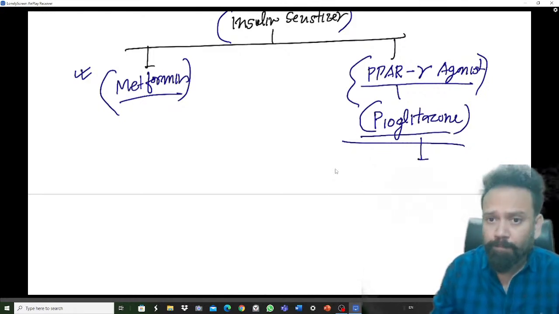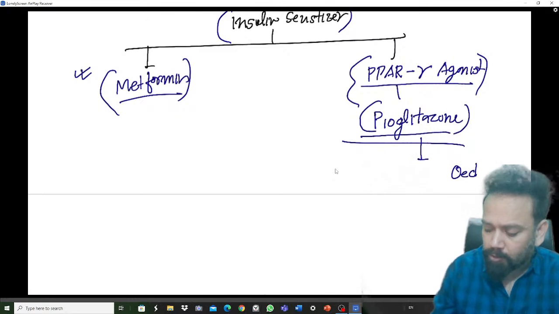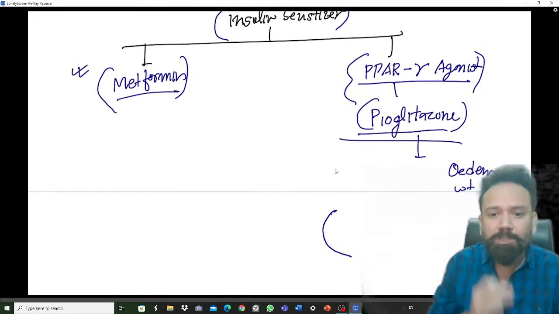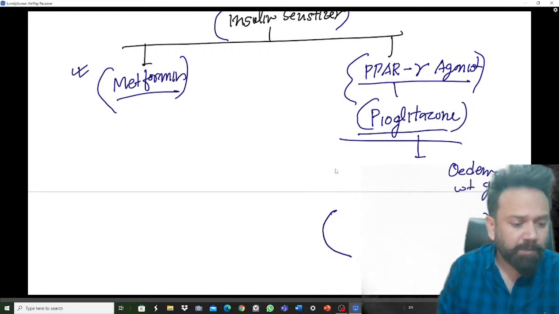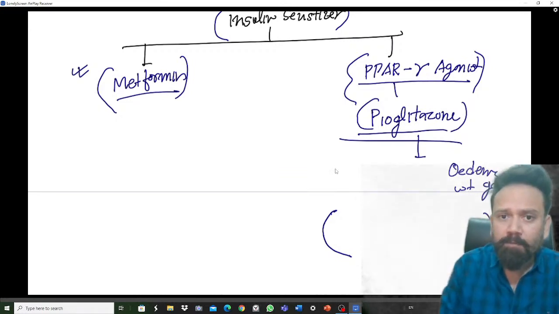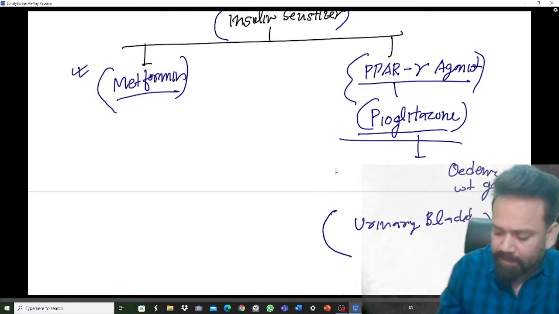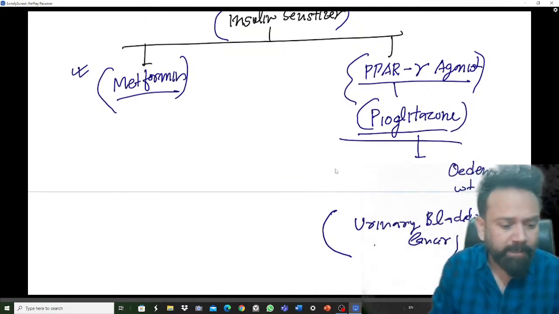The only side effects: it can cause edema, ankle edema and all those things. It can cause weight gain also. And if someone asks you which cancer this is associated with: although it does not cause cancer, one study showed an association with this drug, though it is not proven. But sometimes they ask in the examination which cancer it is associated with, doctor. It is urinary bladder cancer. Don't say it causes. No, it does not cause. Simply it is associated. If someone has a history, you should avoid that drug.